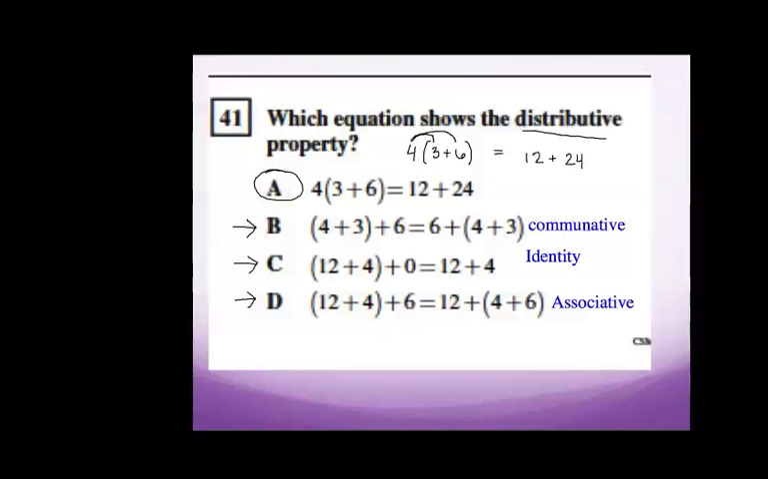We've just moved them around. We haven't changed the groupings. 4 plus 3 is still grouped together. All we did is we moved them around within their community. We just rearranged them. So B would be the commutative property.